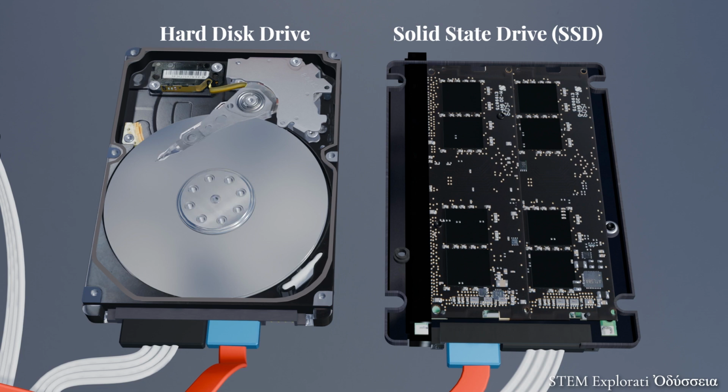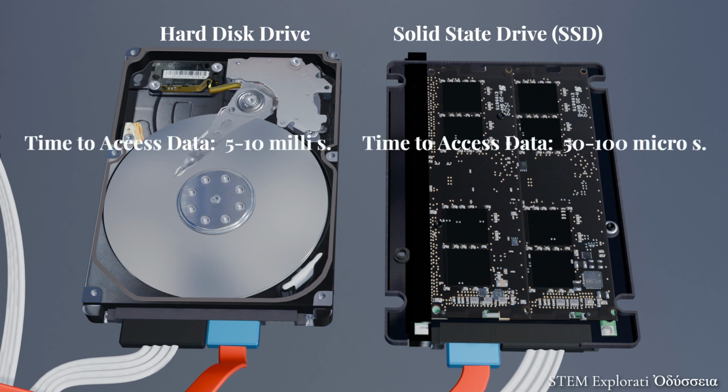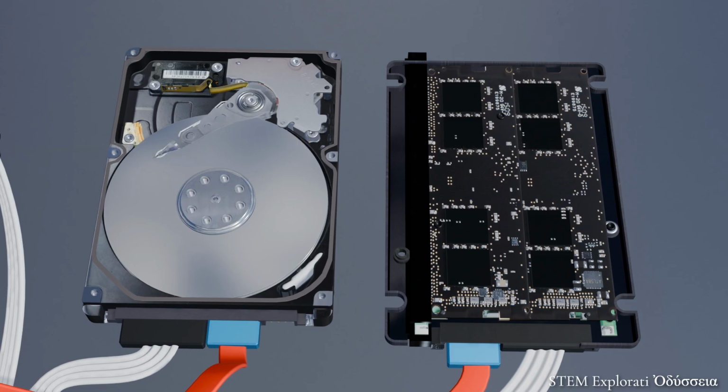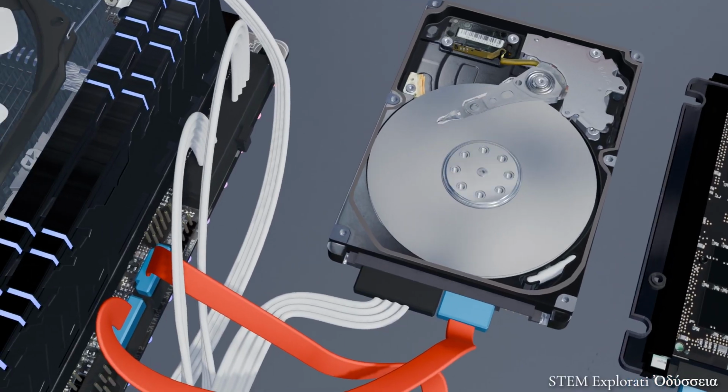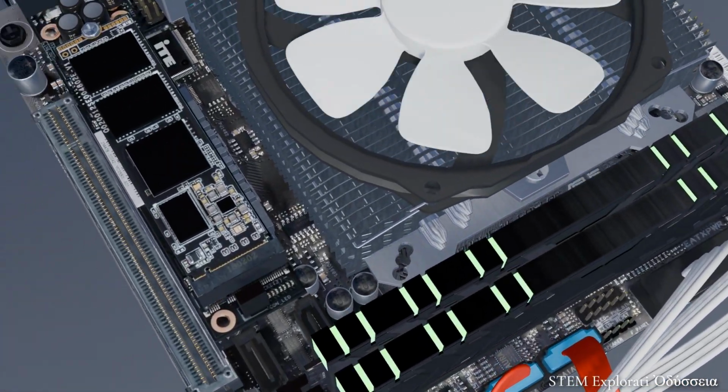SSDs, on the other hand, are ideal for data that needs to be accessed quickly, thanks to their low latency and high performance. Both of these are classic examples of direct attached storage, devices that are physically connected to a computer. The next type of direct attached storage we find are NVMe drives.